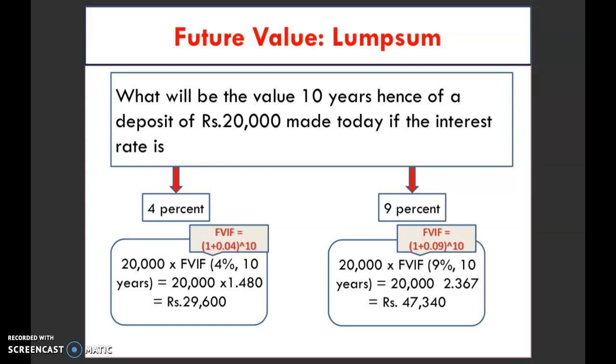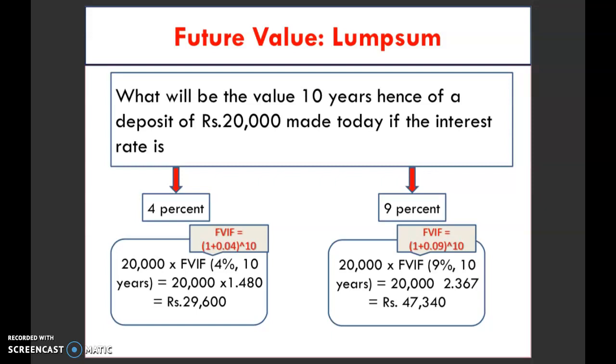So the future value formula you're going to use is future value is equal to present value into future value interest factor, that is 1 plus r raised to n. You put the values of present value of investment as 20,000, rate of interest as 4%, and number of years as 10 years. And you get the final amount as rupees 29,600.